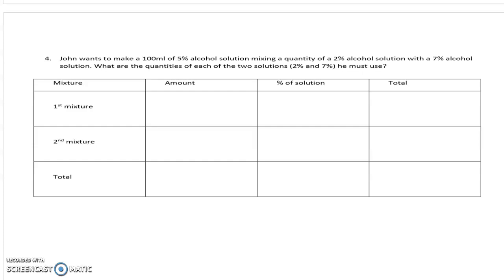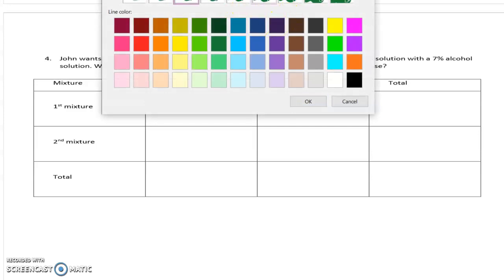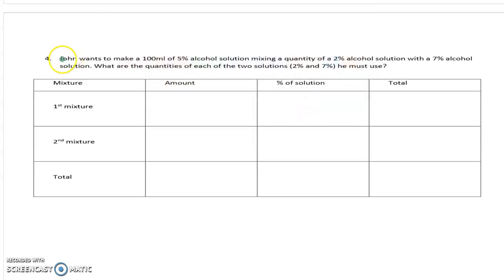Okay, we're going to continue our discussion of section 7.7, which is the application of linear equations. So again, we are trying to find two equations that we can solve with either elimination or substitution. So the first problem is John wants to make 100 milliliters of a 5% alcohol solution. So this is what he wants to make. This is the total.